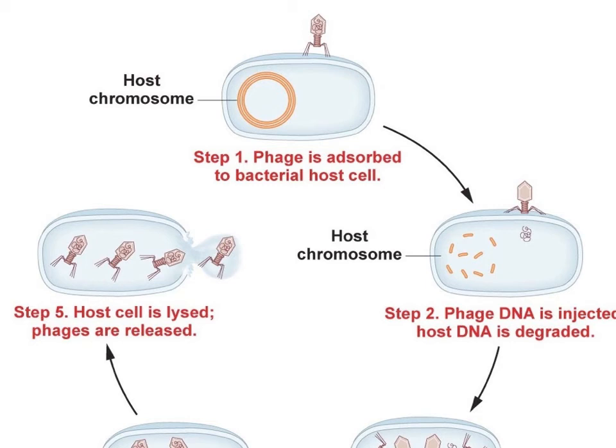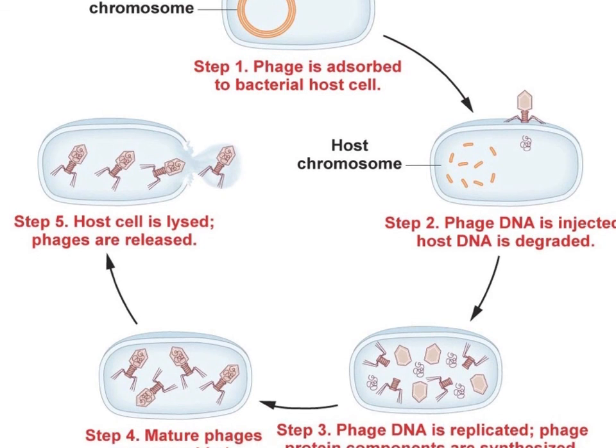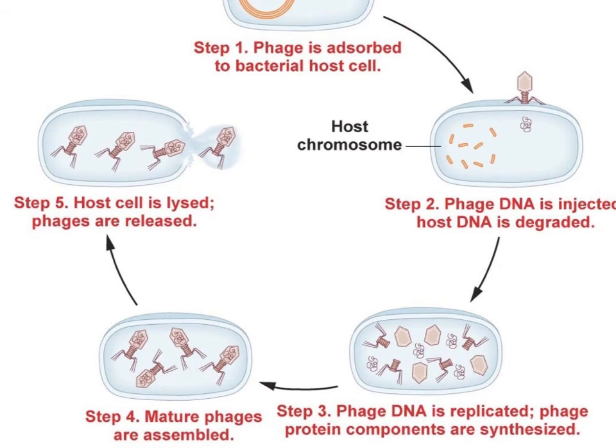And the first thing that viral DNA does is chop up that host chromosome. No longer need that. What the viral DNA does, after it destroys all that bacterial DNA, is it uses all of the raw materials present in that cell to make more viruses.